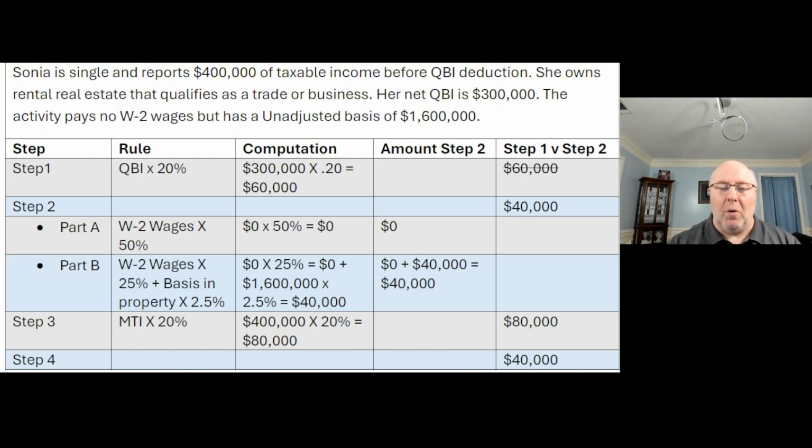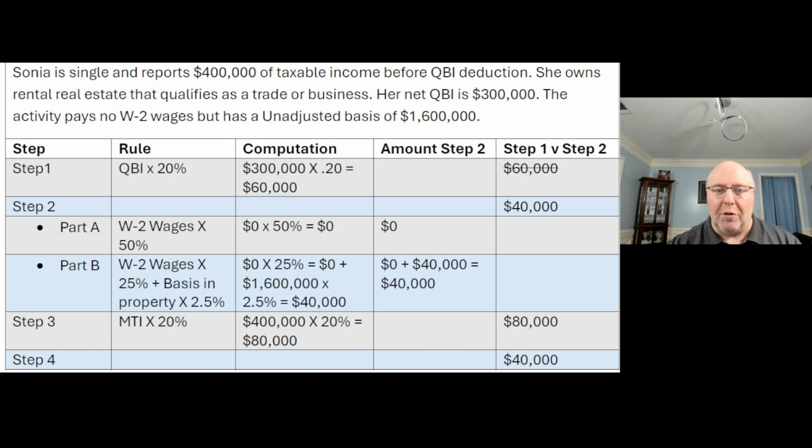We compare it to step one, which was 60,000. Between step one and step two, we take the lower of the two, so we will take $40,000. That's the amount we're going to use for our QBI deduction, but we make sure we're not limited by the ceiling, which is 20% of modified taxable income. The modified taxable income was 400,000, so 400,000 times 20% is 80,000. That would be the max we'd ever be able to take. But our QBI deduction from step one versus step two was 40,000, so that 80,000 ceiling is not going to limit us. Our QBI deduction is again going to be 40,000.